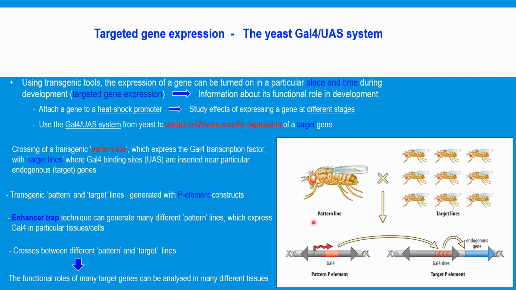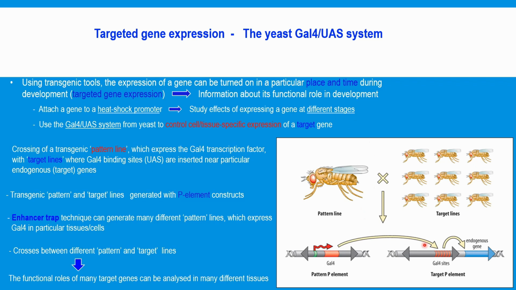And this can be coupled with the P element system, where we have these inverted repeats on either side of the Gal4 transcription element, and we can then jump this element around in the genome of the flies, and we will get insertions all over the genome that will express Gal4 in a certain gene specific pattern, different in each one depending on the landing site. And this has several uses.